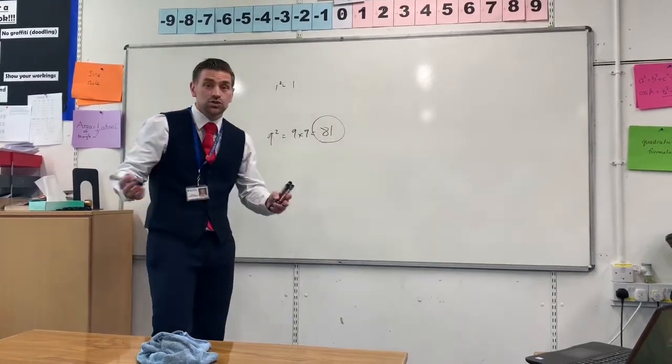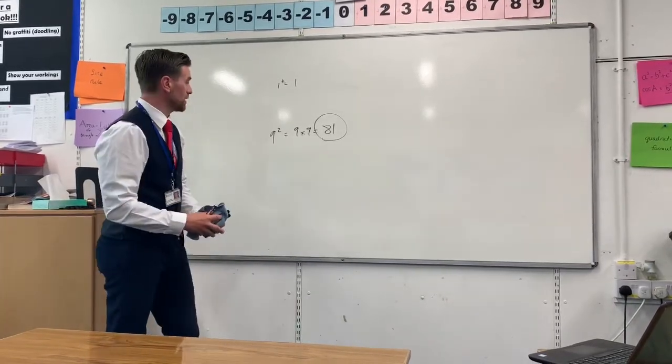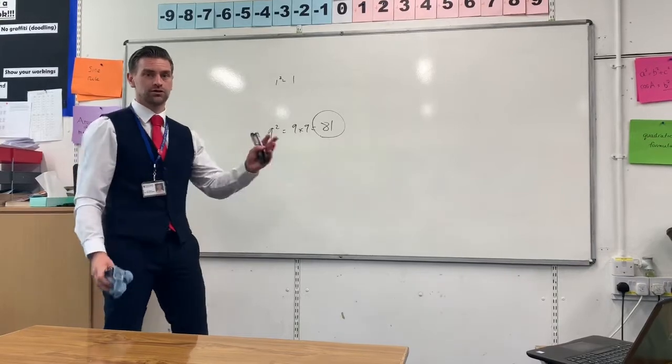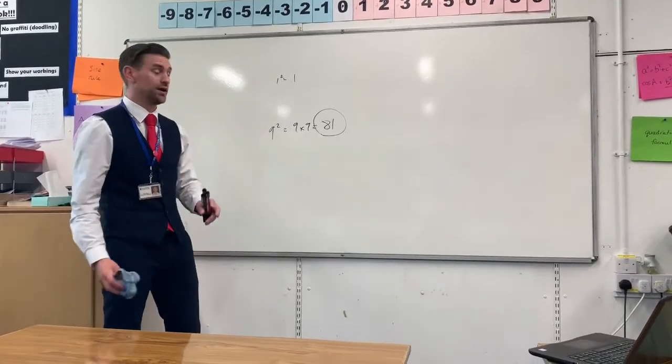The 7th square number, 7 times 7. The 12th square number, 12 times 12. The 3rd cube number, 3 times 3 times 3. Make sure we know the difference between cubed and squared.